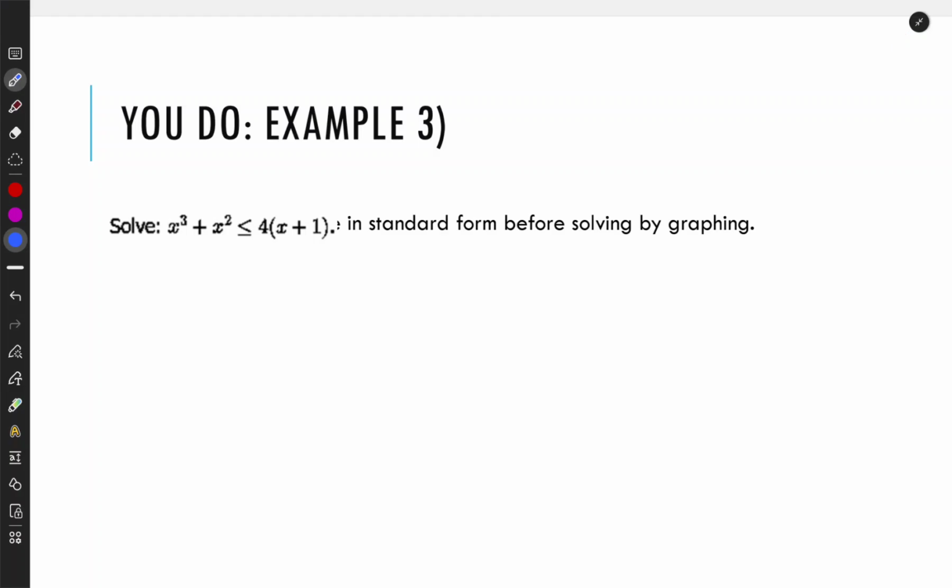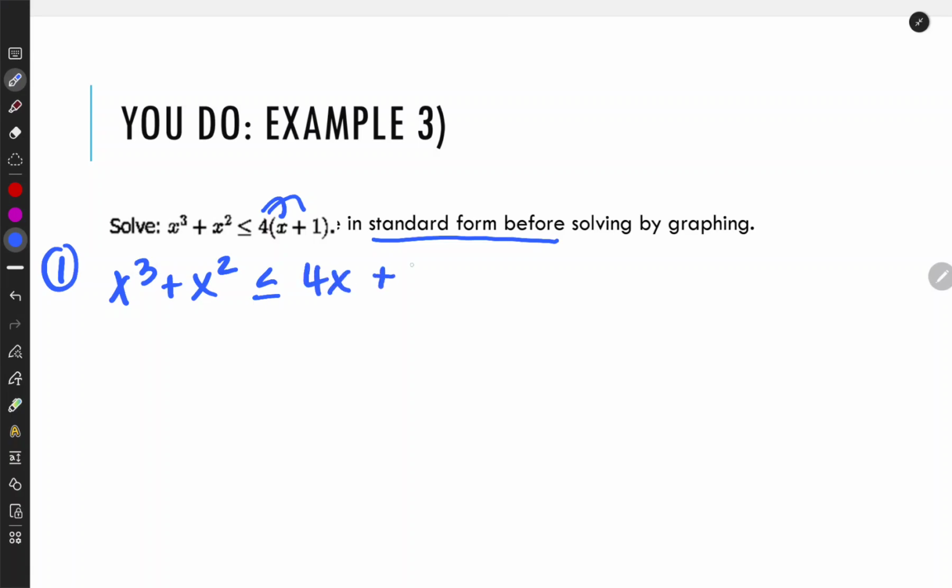Okay, welcome back. So, when you started, it said here, you want to make sure you get it into standard form before solving by graphing, right? So, in order to get one side equal to 0, we're going to go ahead and distribute that 4. So, that gave us x to the third plus x squared is less than or equal to 4x plus 4, right? And then the second thing you should have done was now make one side equal to 0.